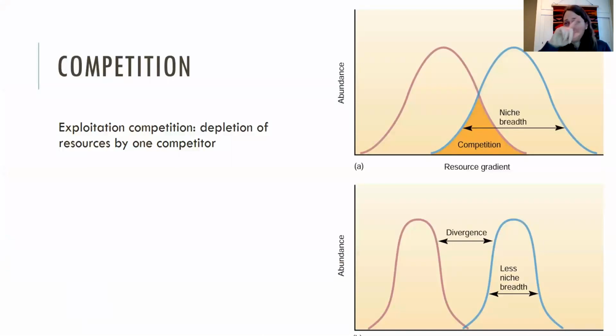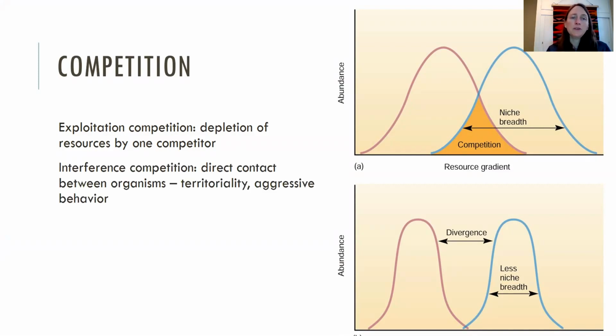So competition, and we think about these normal curves for two different species. When those curves overlap for two different species, that's when competition happens. And so exploitation competition is when one competitor can deplete the resources of another competitor, versus interference competition, where there's direct contact or aggressive behaviors or territoriality between organisms. And so both types of competition can result in the divergence of those optimal habitats. So basically both species might shift to avoid that zone of competition.